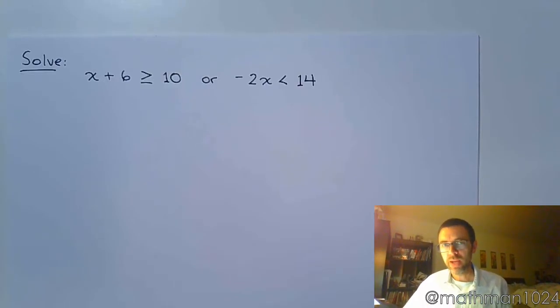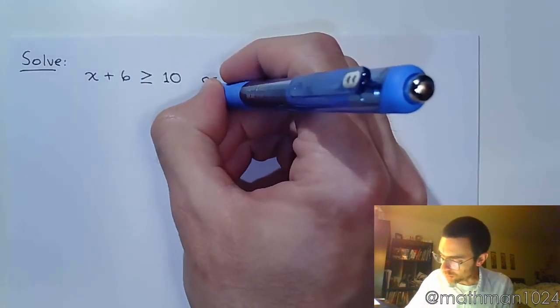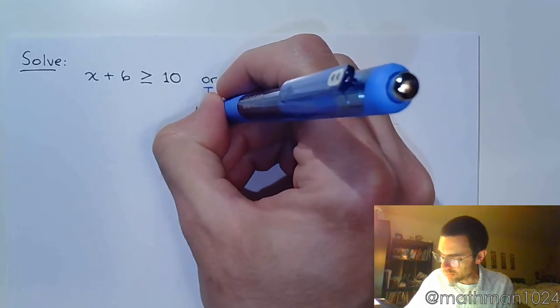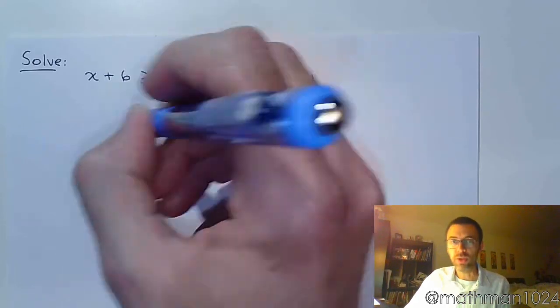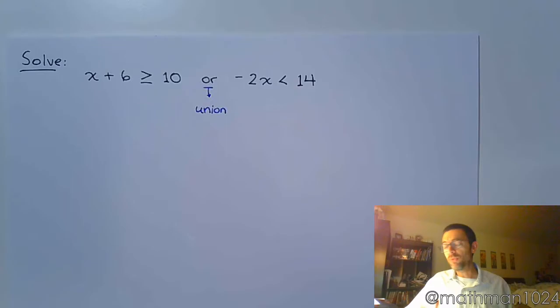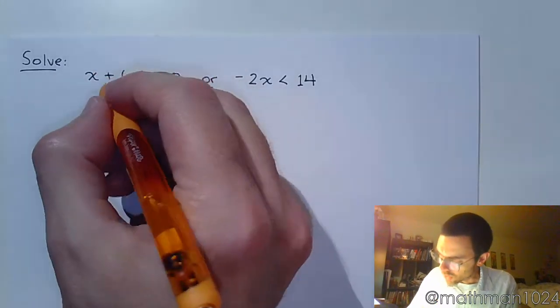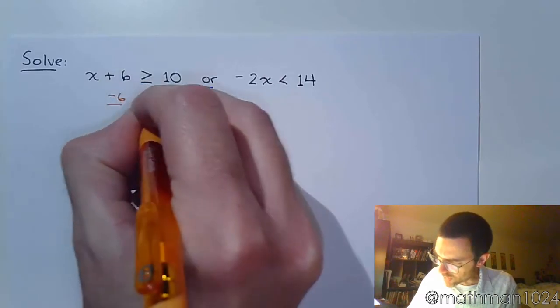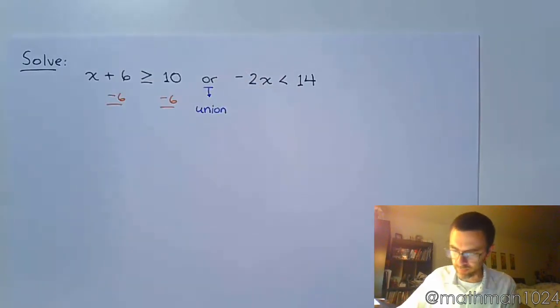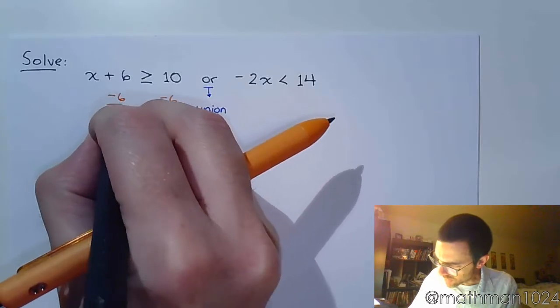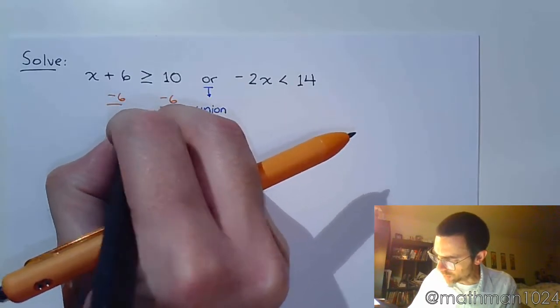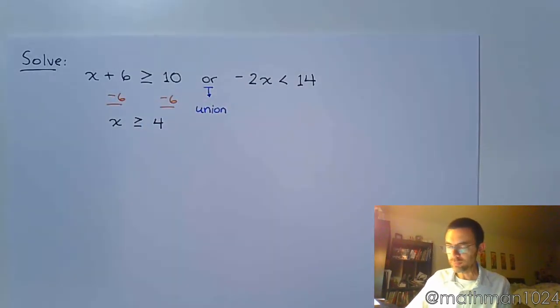In this example, we have a little bit more to do before we can just jump into what the word says here, "or." Remember, in the last example, we saw "or," and that meant union. So that means put everything together. But before we can do that, we have to solve each of these smaller inequalities. So here, we just need to subtract 6 on both sides, which means x is still greater than or equal to 4.